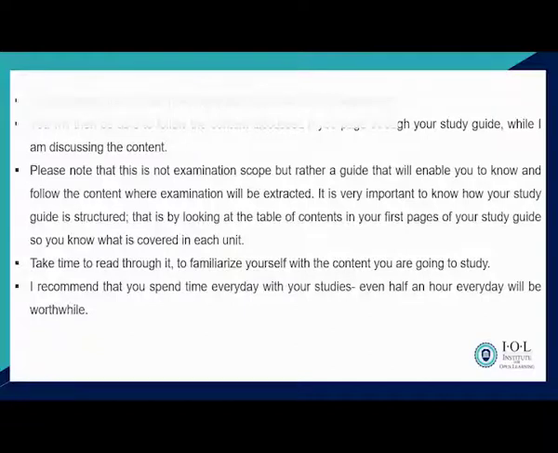And I also recommend that you must spend time every day with your study guides, just to read before exam comes. Even half an hour is enough to make sure that you are catching up with your content.